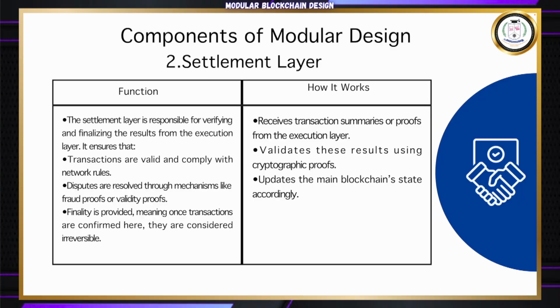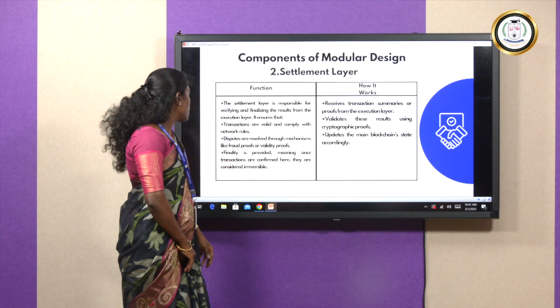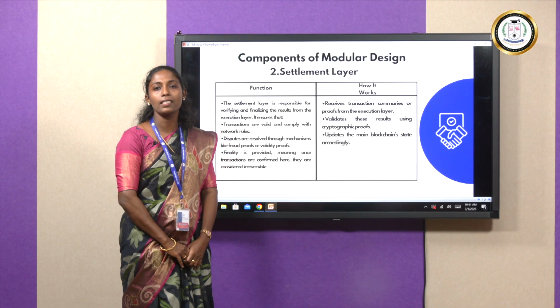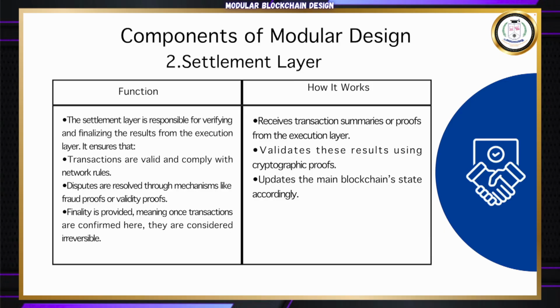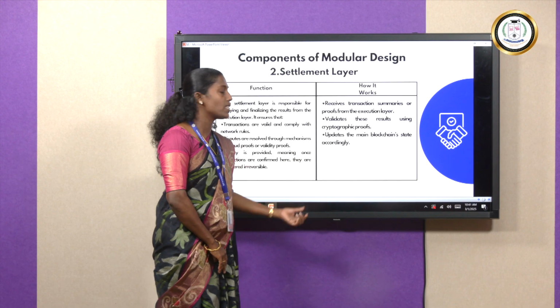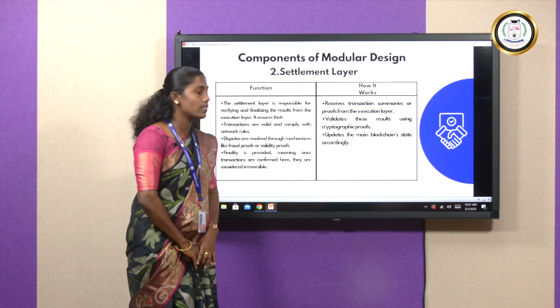which is nothing but the settlement layer. The next thing is the settlement layer, which verifies and finalizes the results received from the existing layer, that is, the execution layer. Disputes are resolved through mechanisms like validity proofs. This validation can be done with the help of cryptographic proofs, and the finality, or the final results, the transactions are confirmed here. They are considered irreversible. They cannot be reverted back. It receives the transactions and summaries as proof from the execution layer and updates the main blockchain state accordingly.